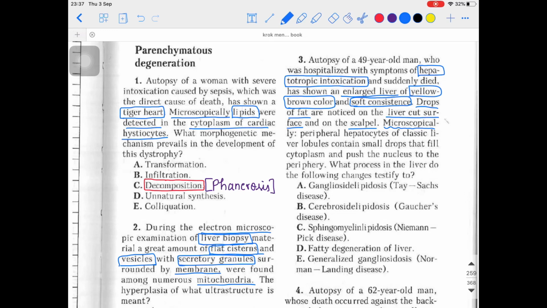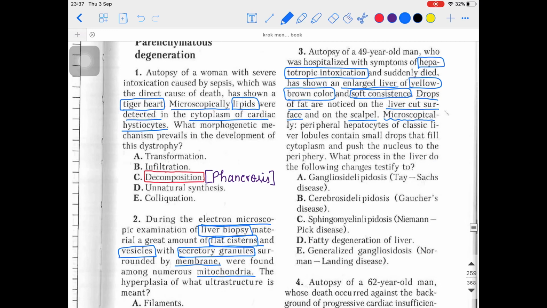So here they are talking about microscopically peripheral hepatocytes of the classical liver lobule. You know, we have various kinds of lobules in the liver. If you talk about the histology of the liver, classical liver lobule or portal lobule, right? The classical liver lobule contains small drops that fill the cytoplasm and push the nucleus. Very, very important point here, that they push the nucleus to the periphery. This is the important point which you need to emphasize.